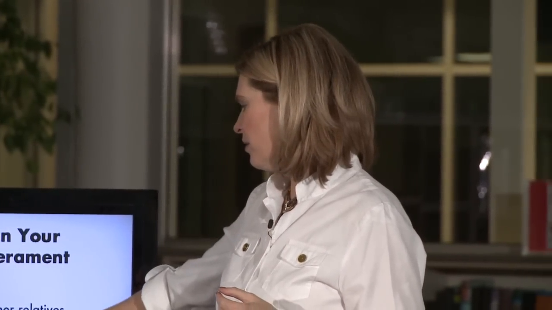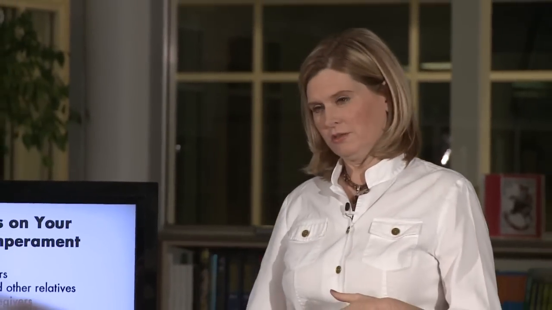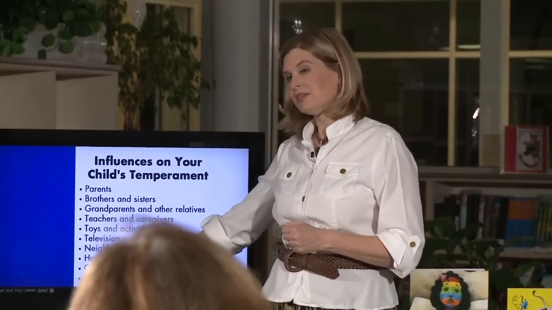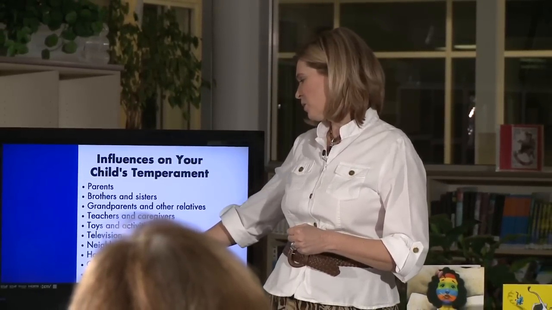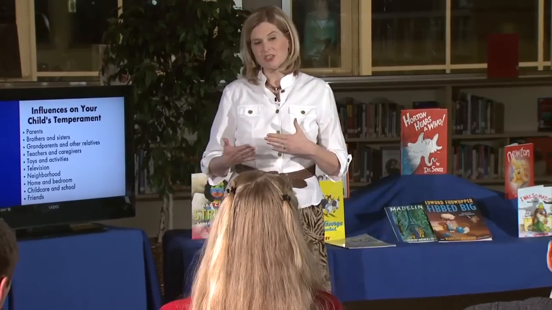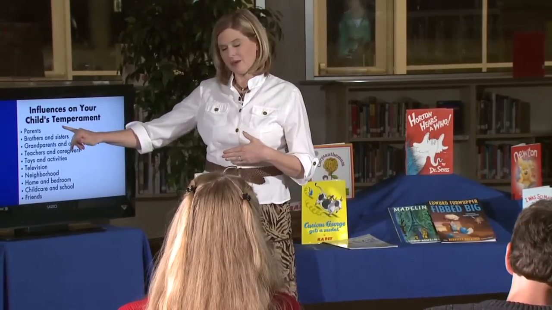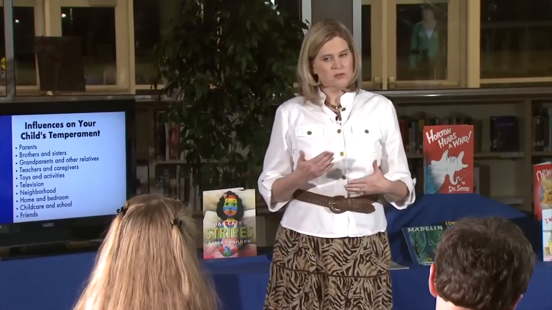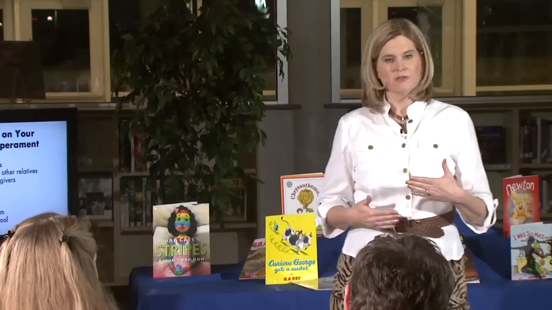What's really interesting is that research shows that during a child's first 12 to 13 years of life, these things have the most influence on a child's life. As a child gets older, it flips, so that friends, school and childcare, or where they're hanging out, home and bedroom and neighborhood have just as much or more influence. So as you work with your child, remember, in those formative years, you really have an influence.